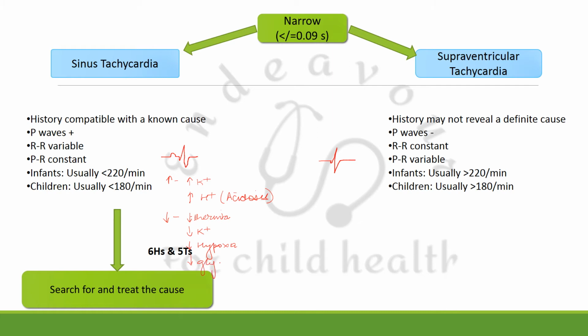Understood? And the 5 T's are trauma, tension pneumothorax, tamponade, and thrombosis. This thrombosis can either be a pulmonary thrombosis or it can be a systemic thrombosis.